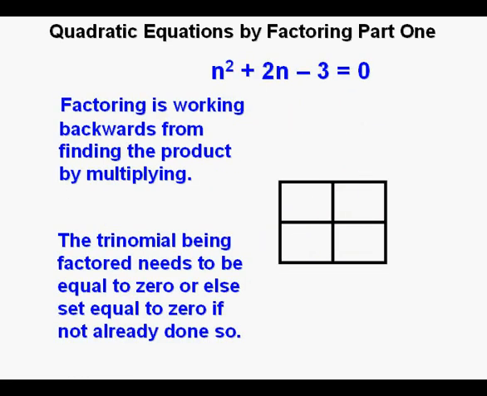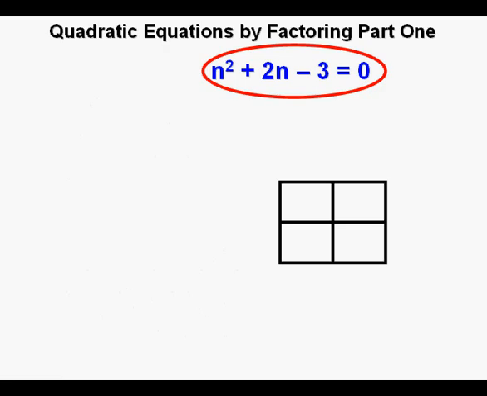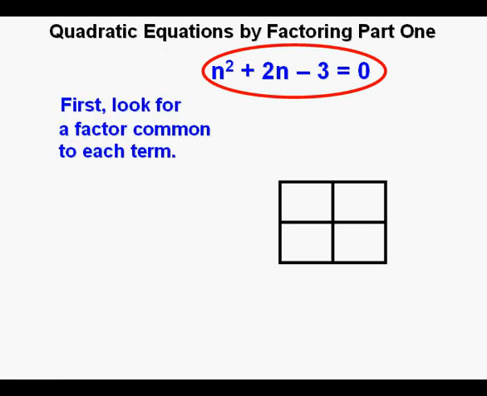Factoring is working backwards from finding the product by multiplying. In other words, we start with the quadratic trinomial, like this one, n squared plus 2n minus 3, or maybe even a quadratic binomial, and find the factors of that product or expression. The equation has to be equal to 0 on one side to solve by factoring. If one side of the equation does not equal 0, we will need to make that one side equal to 0. And for this first problem, we'll start with the trinomial n squared plus 2n minus 3, which is already set equal to 0. First, look for a factor common to each term.